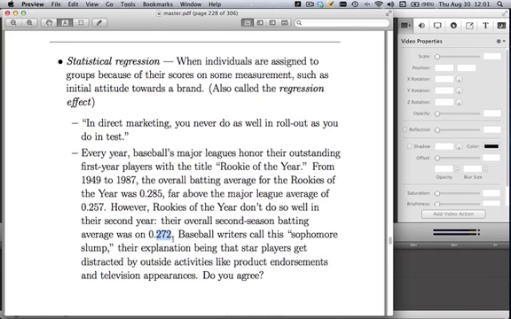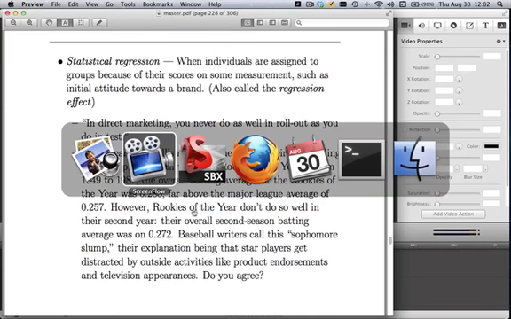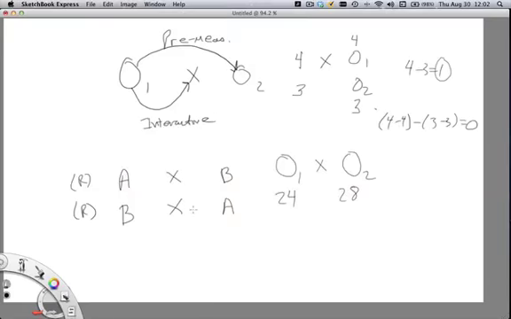Well, both of these examples are regression effect examples. What's happening is you're using a pre-measure to assign people to a treatment group. In the case of the Rookie of the Year example, you're using the first season to assign certain people to the Rookie of the Year class, and then the rest stay in the other class. Let me describe what's probably happening to these Rookies of the Year, as opposed to being affected by endorsements and so forth.